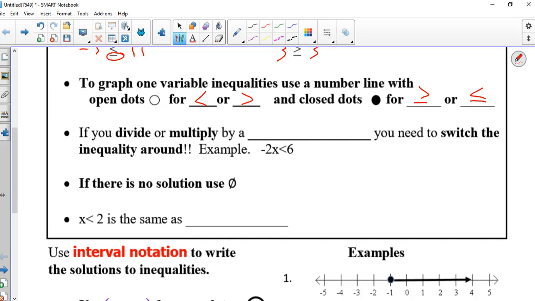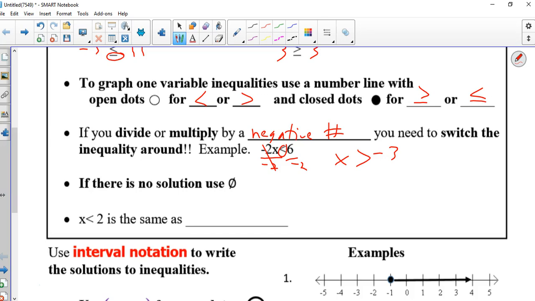And remember, if you divide or multiply by a negative number, you need to switch the inequality around. So in this case, we know we have to divide by negative 2. And we know that negative 2 is going to cancel, leaving us an x. And we know 6 divided by negative 2 is negative 3. But remember, this symbol here, since we divided by a negative, needs to switch. X is now greater than negative 3.